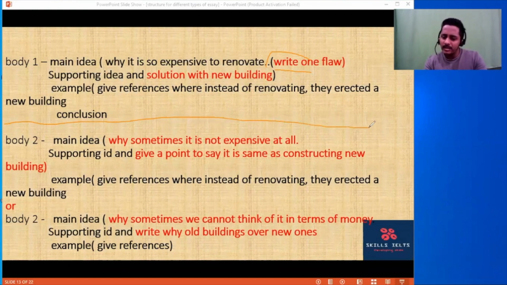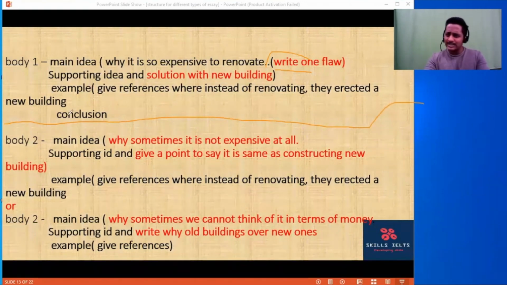Here in partially agree, how many marks they can give? I did not get your question. How many marks they can give means for what? Okay, body 2 will come. You can WhatsApp me later, no issues. Body 2 will come.